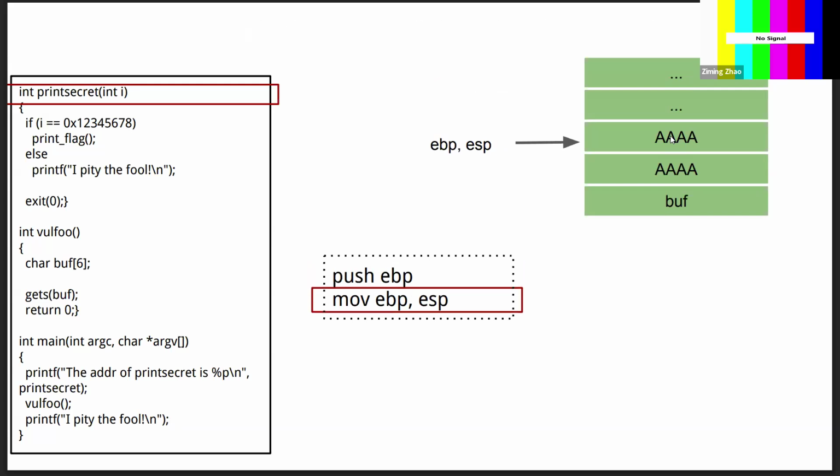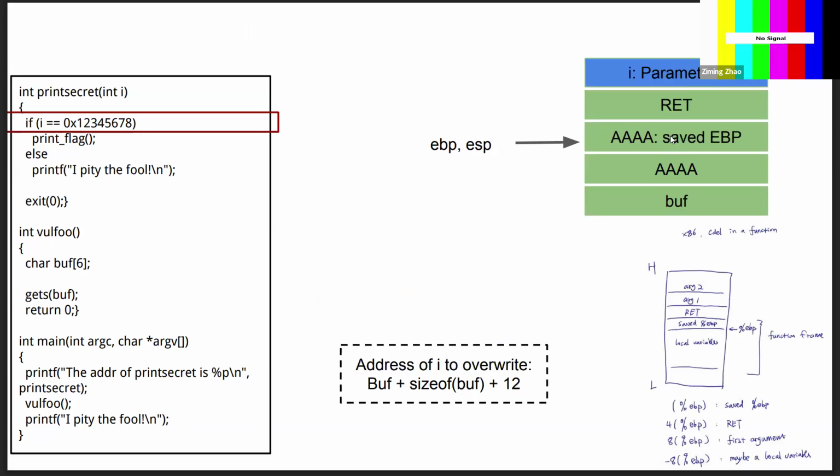Then EBP has the same value as ESP. From the print secret function's point of view, its base, its saved EBP, is at that address, 4 bytes higher than the vulnerable function's stack frame. For that vulnerable function, its saved EBP points to this place, right?